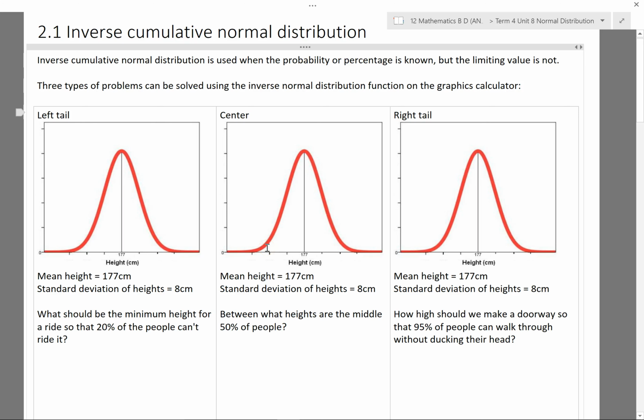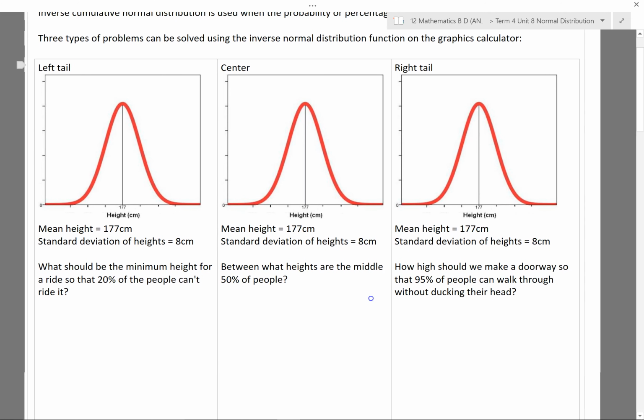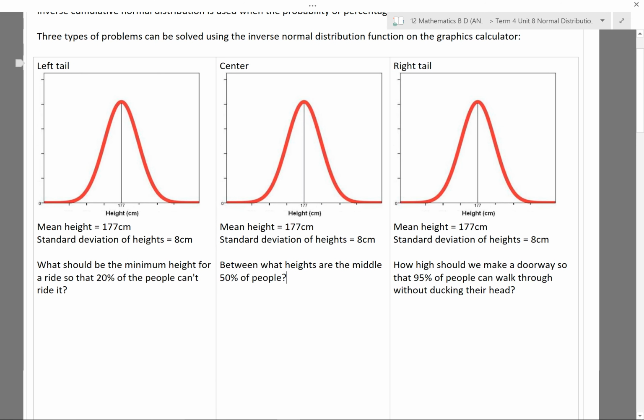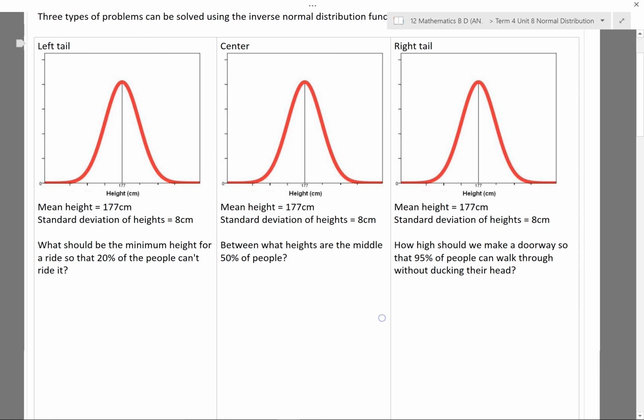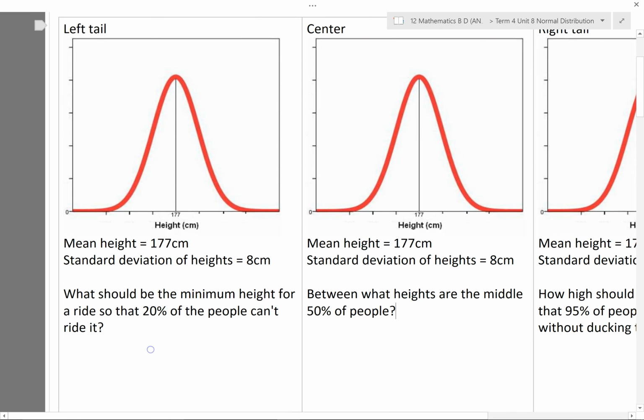This lesson is about inverse cumulative normal distribution, so lots of words. Pretty much what we're going to be doing is looking at finding a limiting value when we know the probability or the percentage. We're going to break them up into three types of problems. One's where we know the left tail, the center, and the right tail. So I'll start with one of these left tail problems.